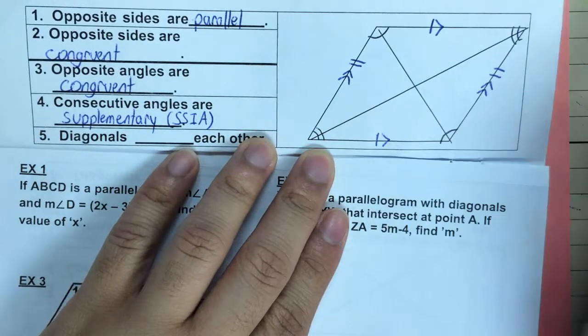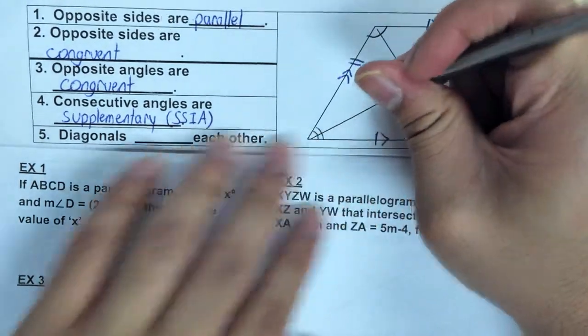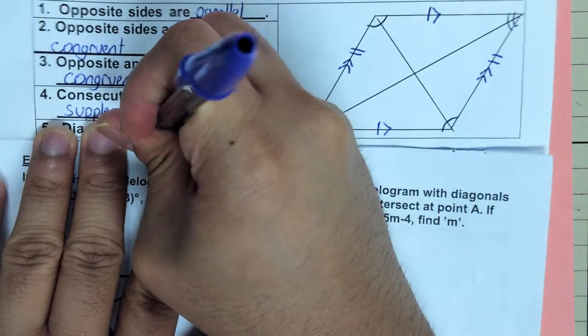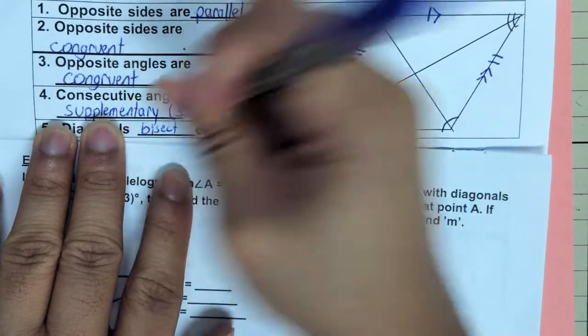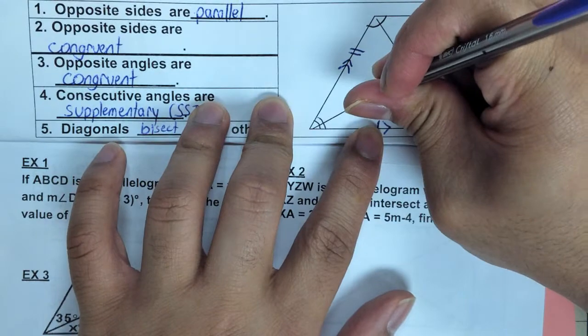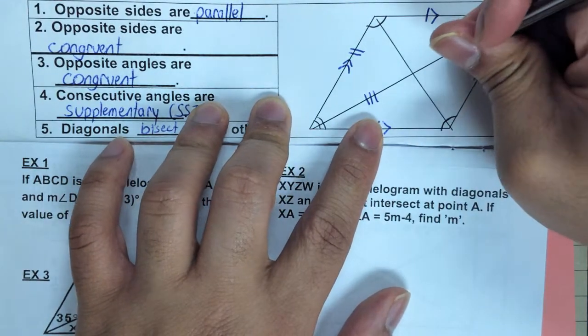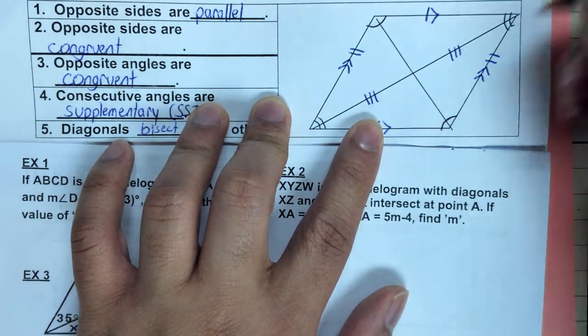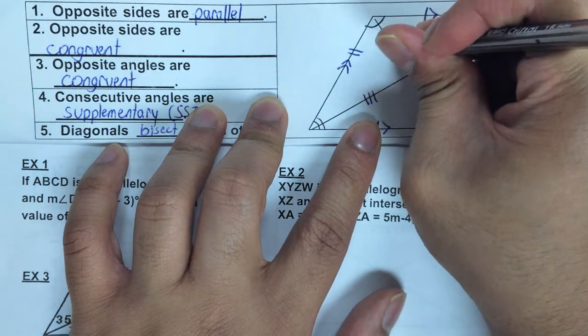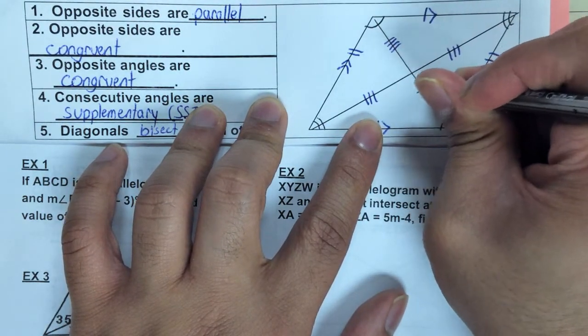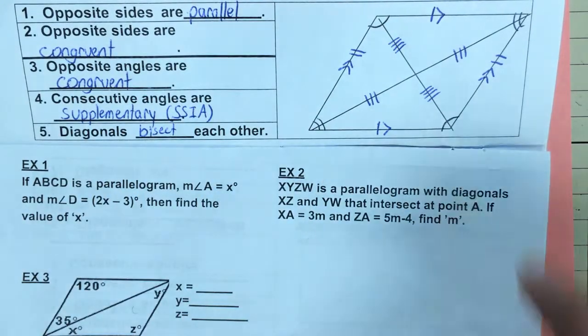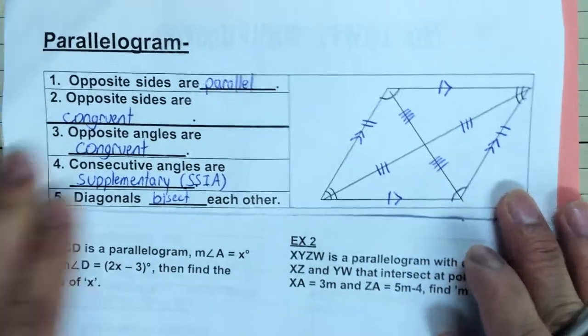Last part, the diagonals bisect each other. So 1, 2, 3, this side congruent with 1, 2, 3, this segment. 1, 2, 3, 4, this segment with 1, 2, 3, 4, that segment. So there you have the properties of a parallelogram.